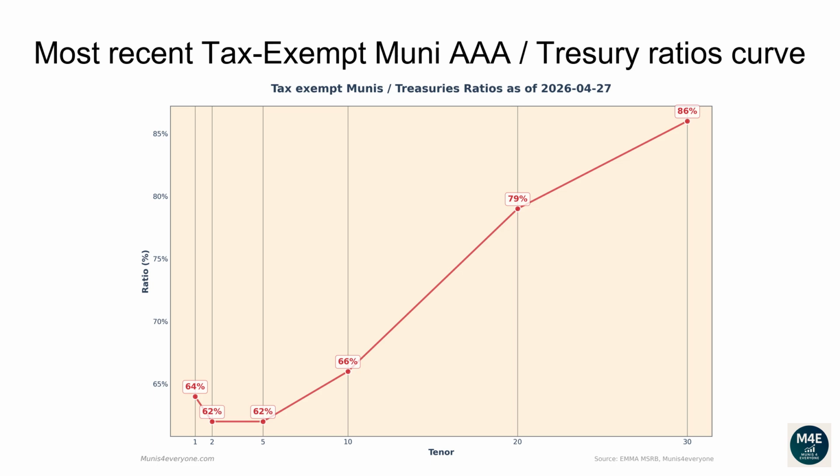The current one-year ratio is 64%. The 2 years ratio is 62%. The 5 years ratio is 62%. The 10 years ratio is 66%. The 20 years ratio is 79%. The 30 years ratio is 86%.